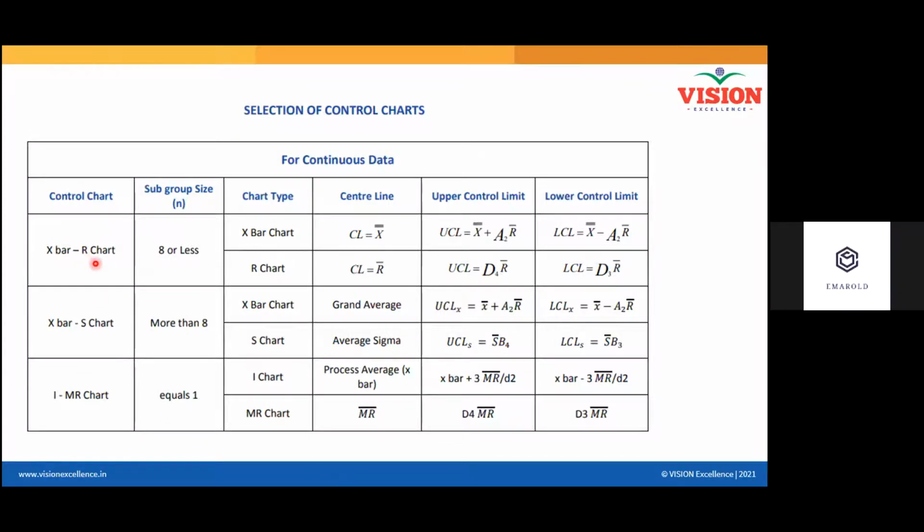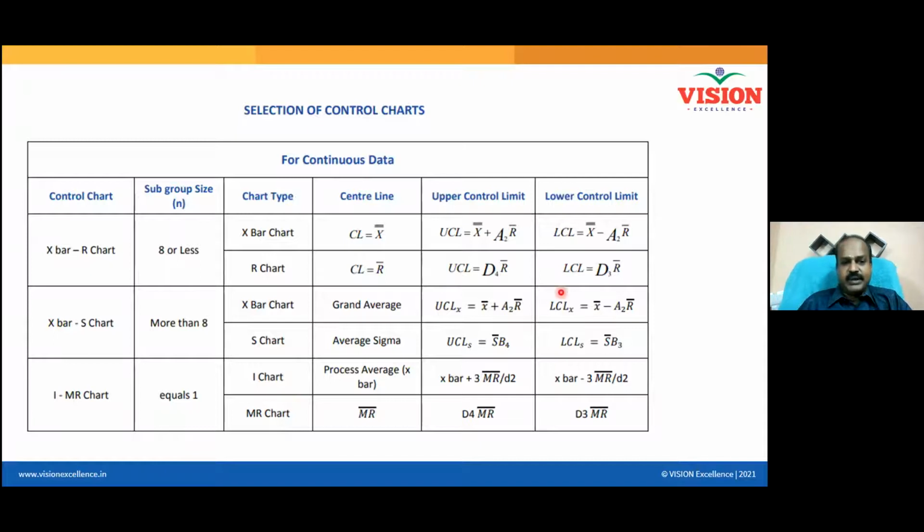So now X bar R chart, X bar S chart, and IMR chart. There are different types of control chart. We learned X bar R chart. You can use X bar R chart when your data is continuous. When your subgroup size is 8 or less, you can go for X bar R chart combination. When subgroup size is more than 8, you can go for X bar S chart. When subgroup size is equal to 1, you can go for IMR chart, individual moving range chart.